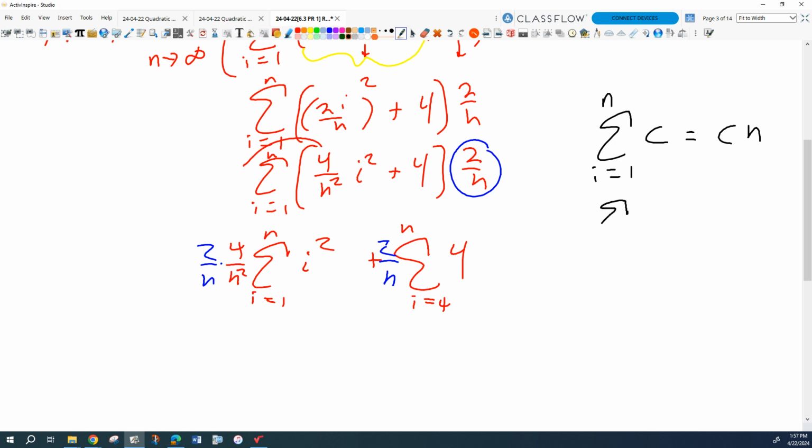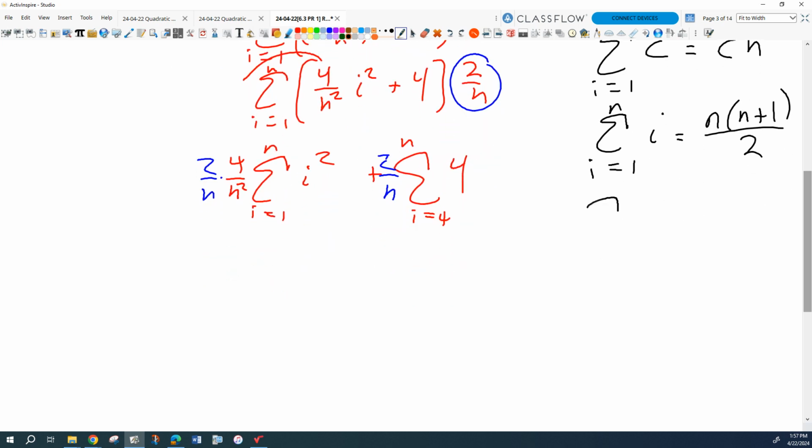Okay. What was the sum of i as i goes from 1 to n? Remember that one? Yeah. n times n plus 1 over 2. You're right. Okay. What was the sum of i squared from 1 to n? It's over 6. Good. What's on top? n times, what's the third one? This is a tough one. This is the hardest of all of them.